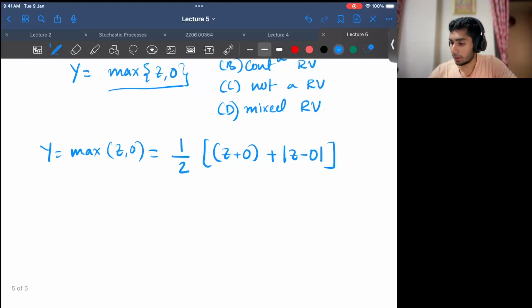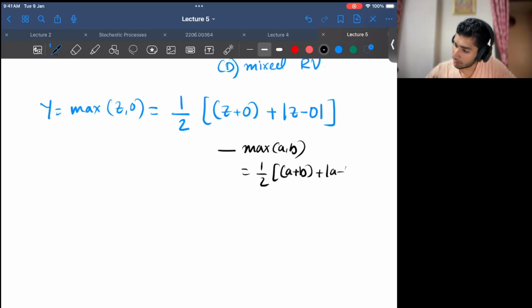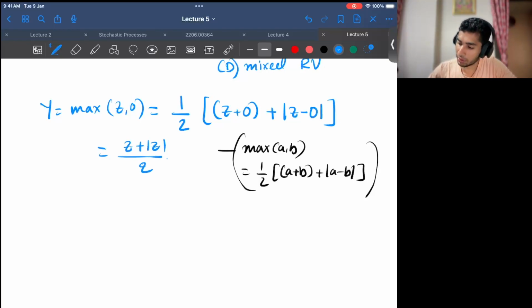Okay, so the property that I am using here is max of a comma b is equal to half of a plus b plus mod of a minus b. I'm using this thing here, and you can verify basically if this is correct or not. So this will just become z plus mod z by 2. Let's say if z is equal to minus 1, what is the value of this thing? The answer should come out to be 0, right? So this will become minus 1 plus 1 by 2, which is equal to 0.